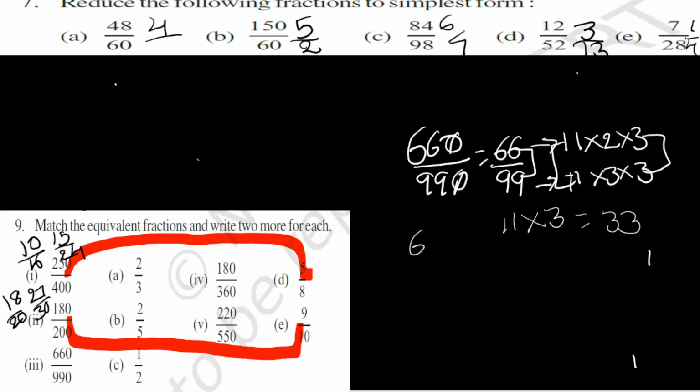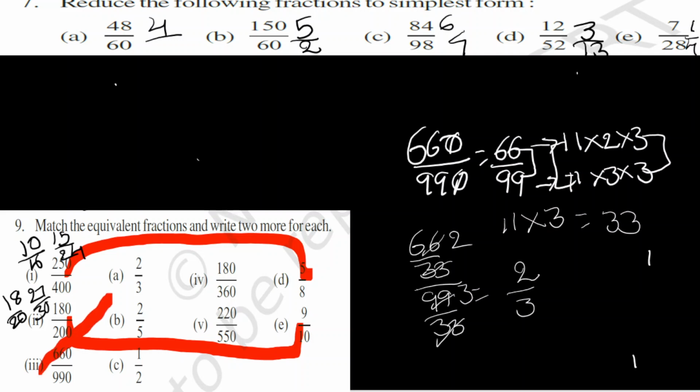Let's divide it with 33. 66 by 33 and 99 by 33. This is nothing but 2 and 3. 2 by 3 is the equivalent fraction. Here the equivalent fraction of 660 by 990 is 2 by 3.